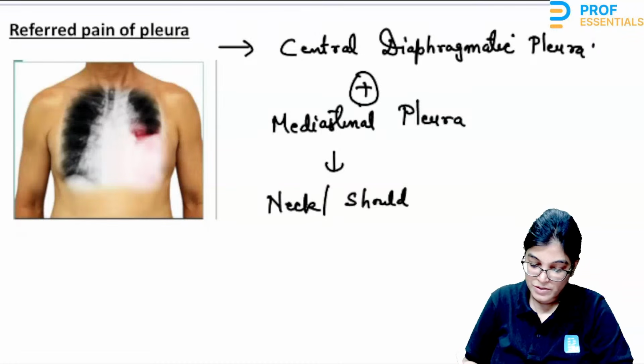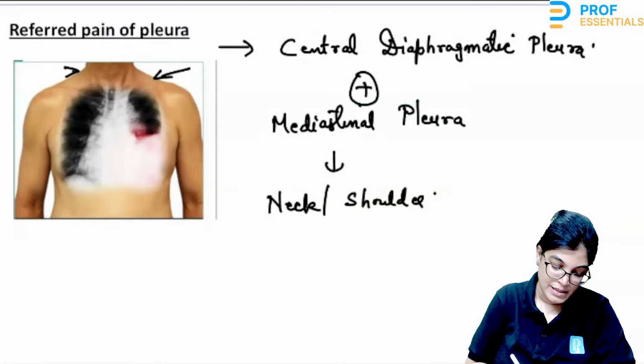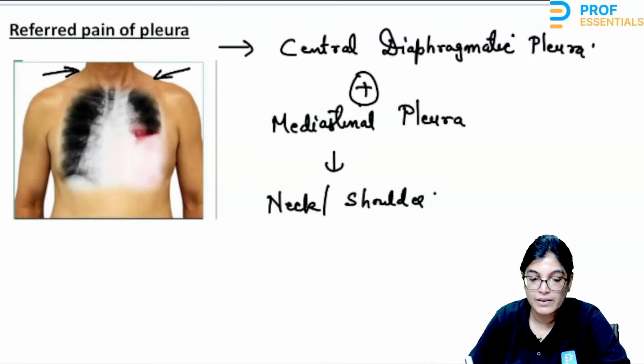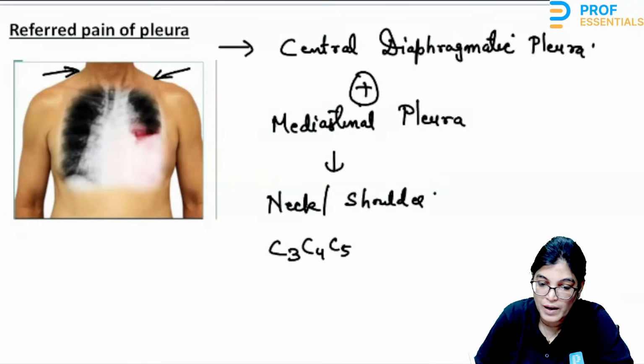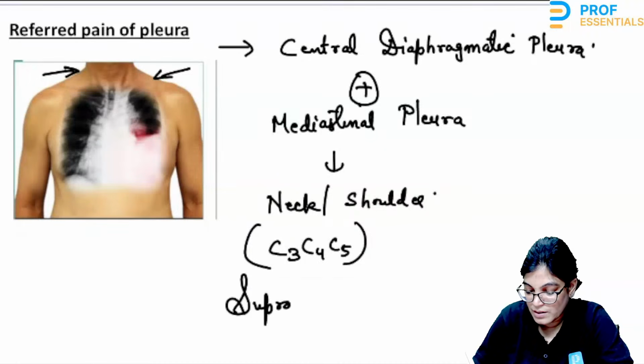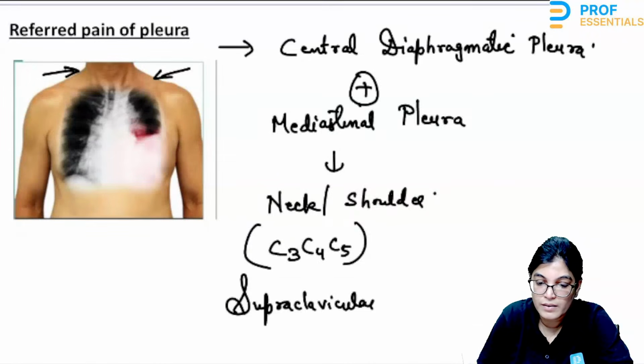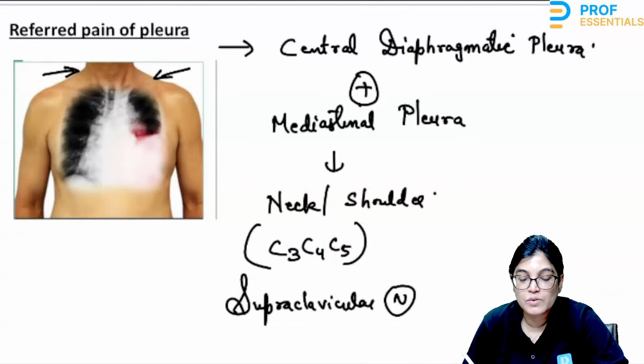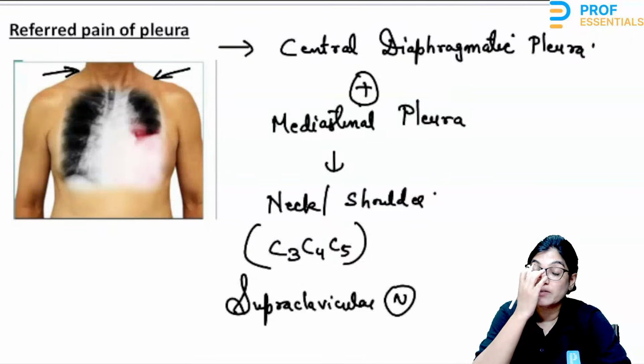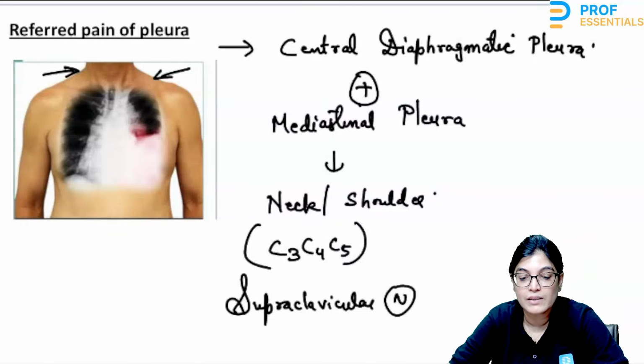And why towards the neck and shoulder? The reason is that they have the same segmental innervation via C3, C4 and C5, through the supraclavicular nerves. Basically it is via the phrenic nerve. The phrenic nerve has root value C3, C4, and the supraclavicular nerve also has the same segmental innervation, C3, C4, C5. So the same segmental innervation is the reason for the referred pain of the mediastinal and central diaphragmatic pleura towards the neck and shoulder region.